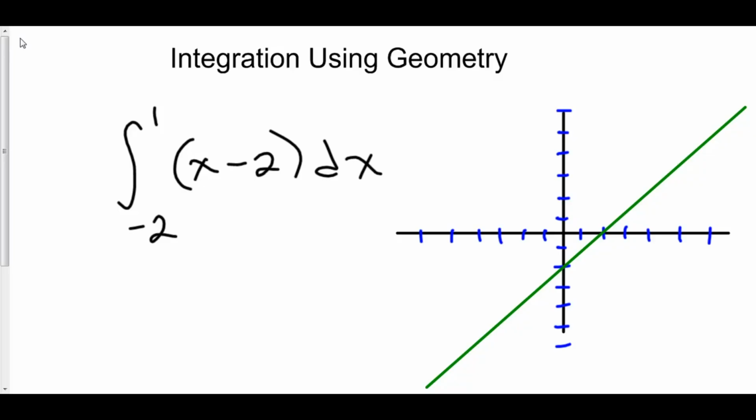Let's take a look at a trapezoid now. We're going to take the integral from -2 to +1 of (x - 2) dx. Notice first of all that there are parentheses around my entire function.